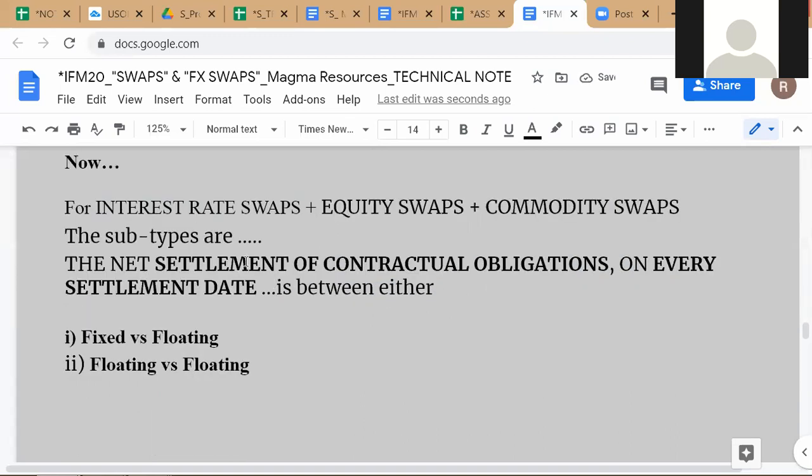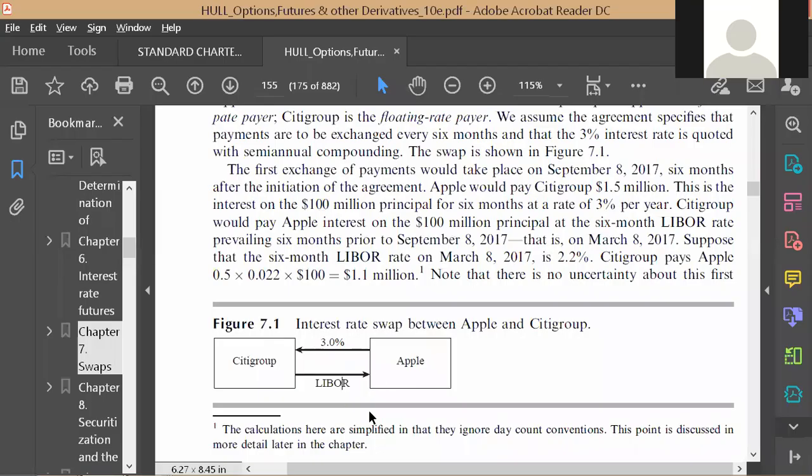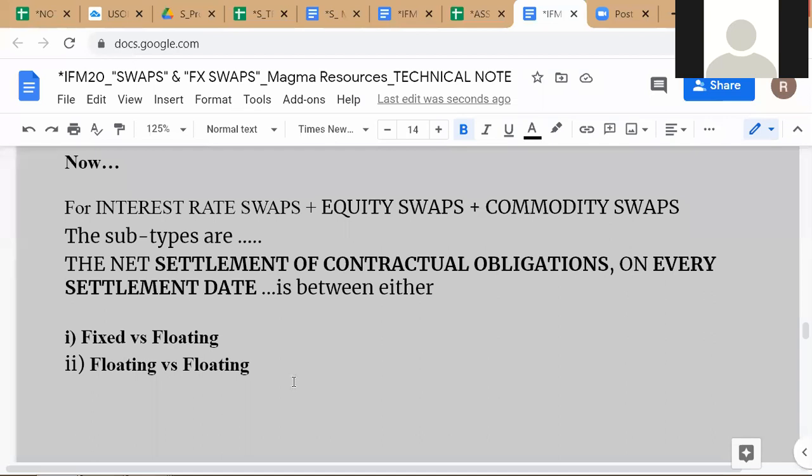When you look at either interest rate swaps or equity swaps or commodity swaps, the subtypes are basically going to be based on what kind of rates are featured on the two legs. So net settlement is between either fixed versus floating, which you saw in the case of the interest rate swap here. So here we are doing a complete taxonomy of all the swaps. Once you define the general principles, then you're doing the complete taxonomy of swaps. It's either going to be fixed versus floating, or floating versus floating. There is no other typology in these three cases.